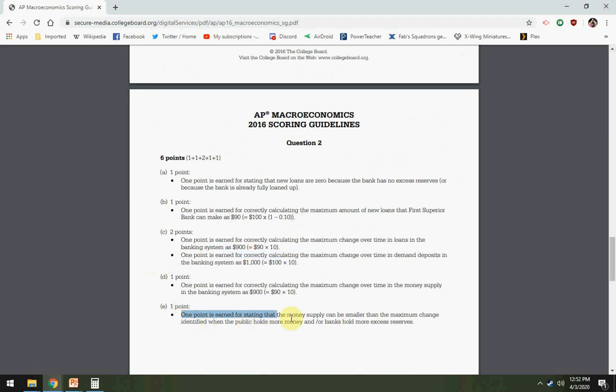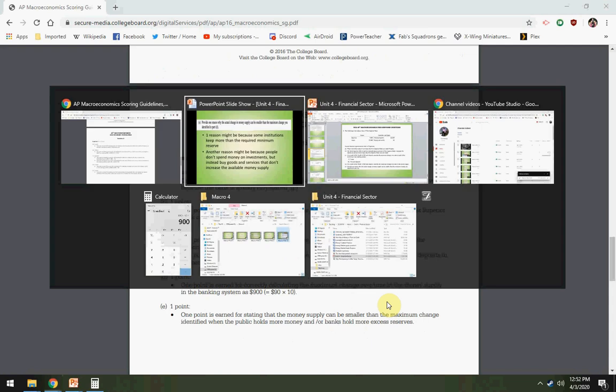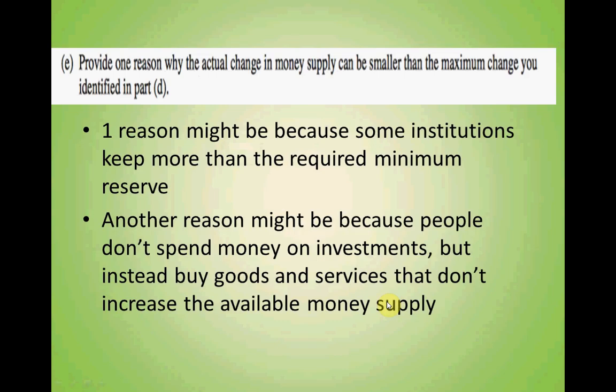Let's see, what do they say? The money supply can be smaller than the maximum change if the public holds more money, or if the banks hold more excess reserves. So either one of these would be fine. That's fine. Yep, that's basically it. If the public holds more money, you're not putting it into the bank. That's another way of saying it.